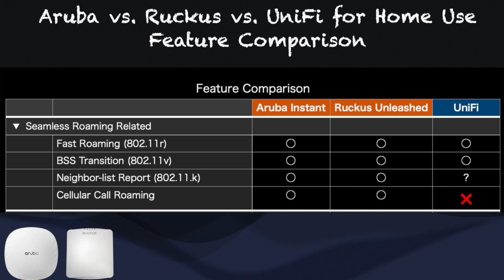One key feature that both Aruba and Ruckus have, but UniFi currently does not support, is cellular call roaming. This feature allows roaming between Wi-Fi and a cellular network during a Wi-Fi call. Although I can't say for certain if this is the main reason, both Aruba Instant and Ruckus Unleashed provide seamless Wi-Fi call roaming at my home, while UniFi was not able to do so.